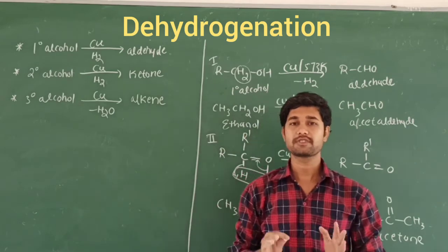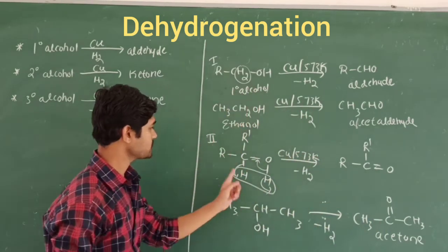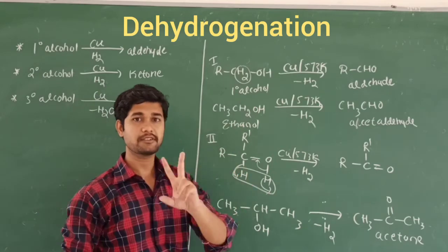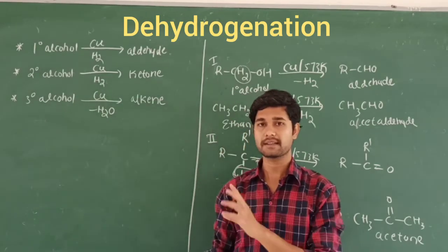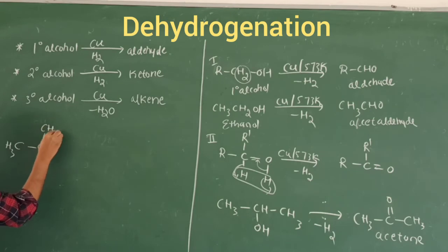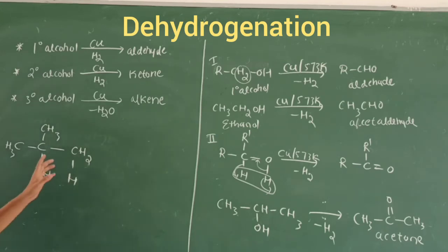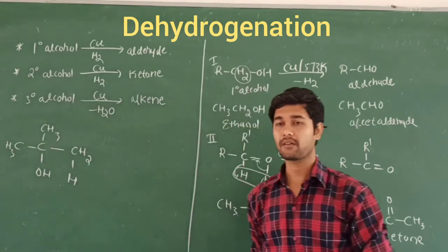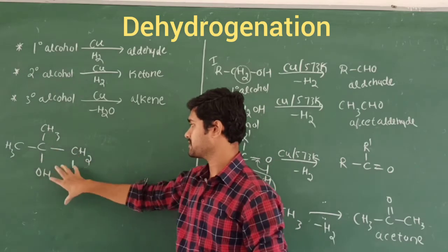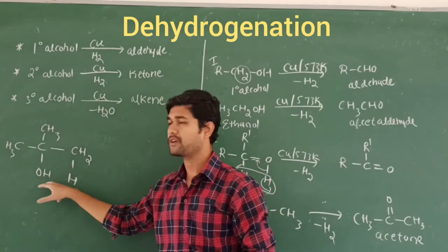Tertiary alcohols do not undergo dehydrogenation, because in primary and secondary alcohols we have sufficient hydrogen atoms. What about the tertiary alcohol? Let's see an example: CH3, CH3, and so on. This is called tertiary alcohol. A tertiary alcohol has 3 CH3 groups, 1 CH3, 2 CH3, 3 CH3, and this is an OH group.